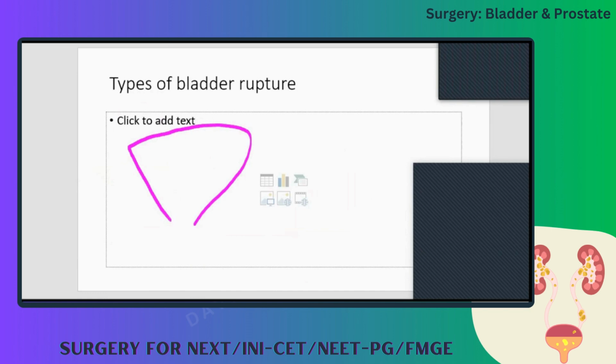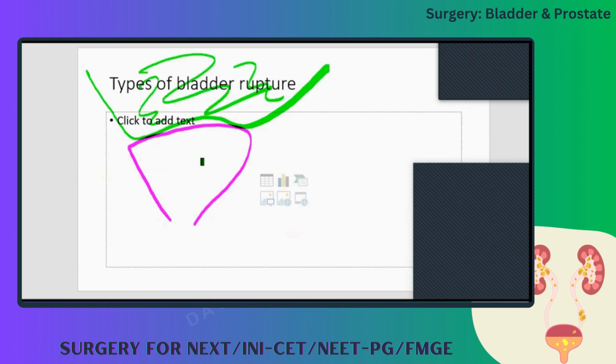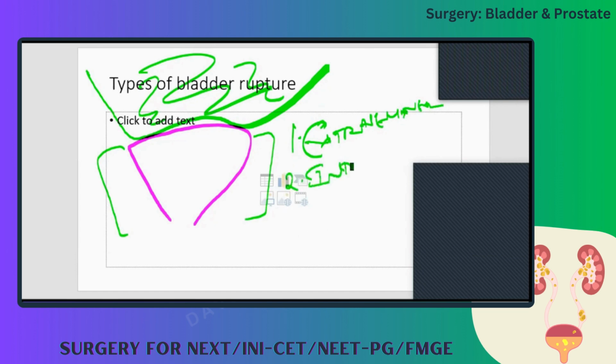This is the bladder. This is the peritoneum. This is the bladder. This is the peritoneum. So this is all extraperitoneal. Okay. So there are two types of injury to the bladder. One is extraperitoneal, and the other is intraperitoneal. Extraperitoneal and intraperitoneal. Two types of injuries.